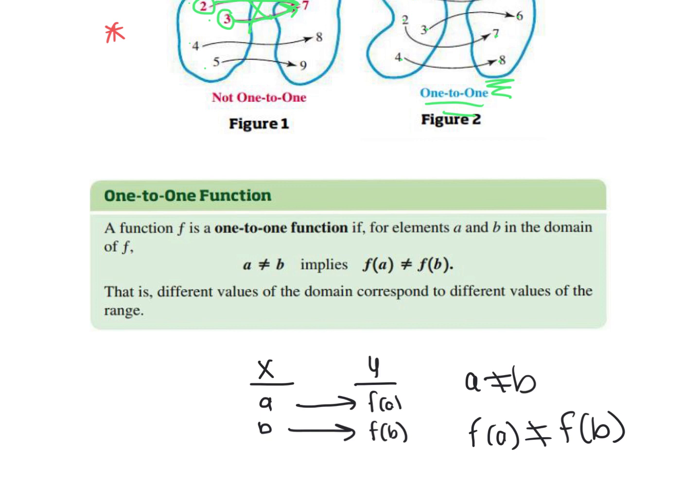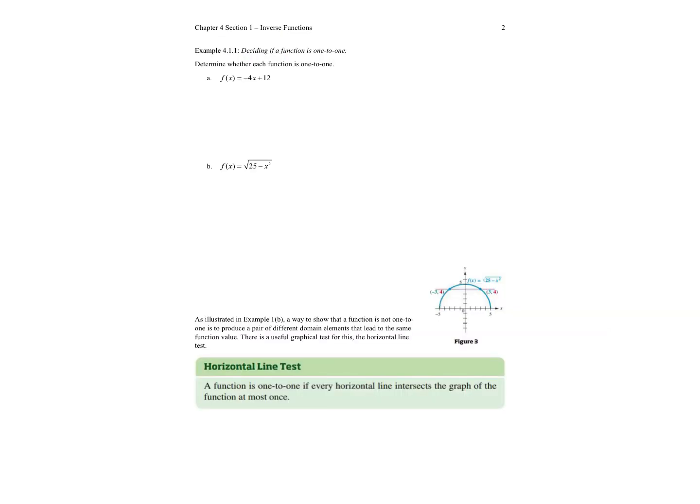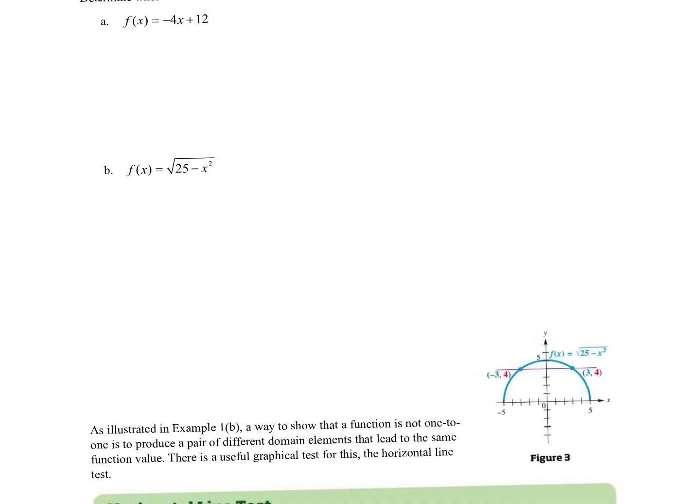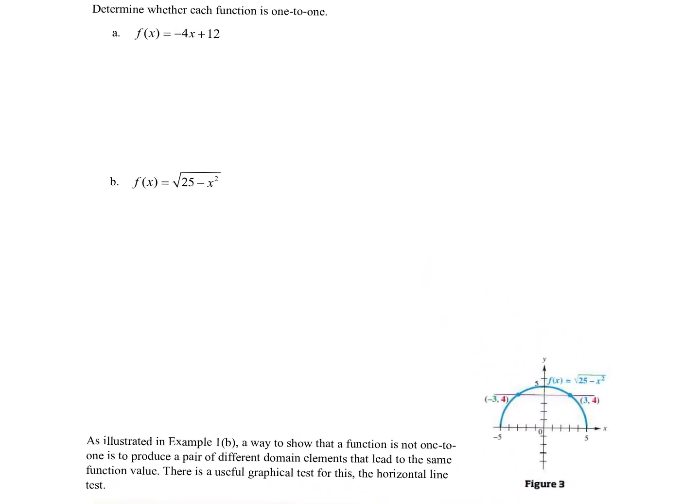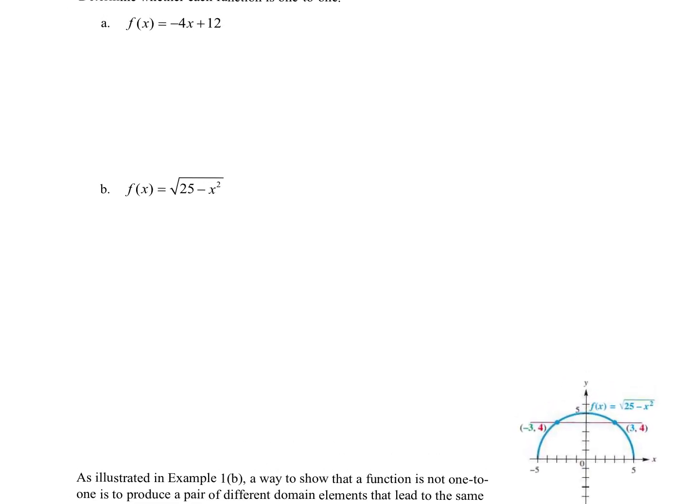So let's look at this in practice in a mathematical sense. So on the next page, it says determine whether each of the following is a one-to-one function. So we can do this a couple different ways. From an algebraic standpoint, let's use that definition from the previous page that said a does not equal b, then f of a does not equal f of b. So I'm going to find these two things.